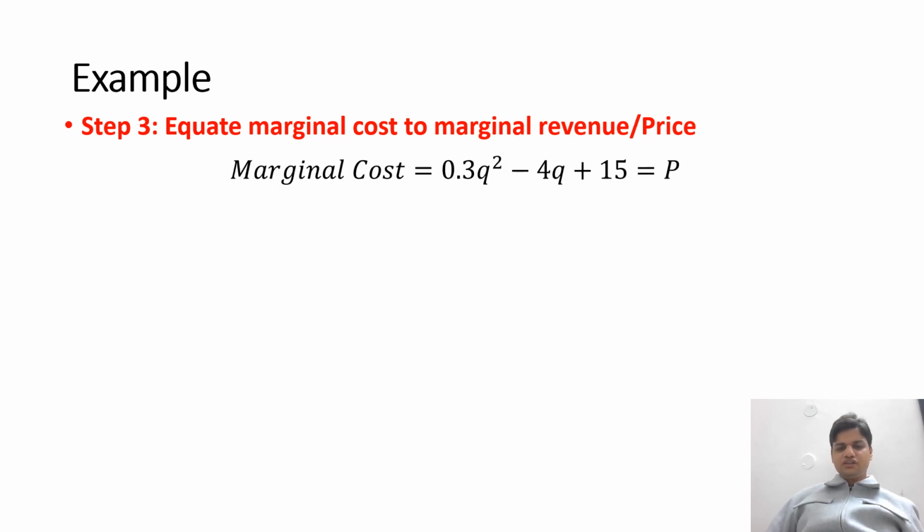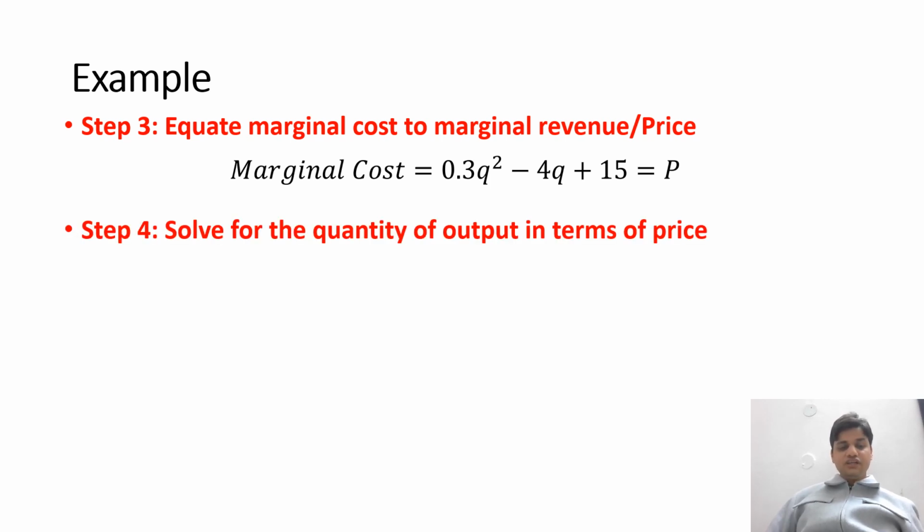Now next, step 3, equate marginal cost to marginal revenue or price. So marginal cost, 0.3 q square minus 4q plus 15, is equated with the price P, the price of the output. Then step 4, solve for the quantity of output in terms of price. Now we see it's a quadratic equation. P is assumed to be constant in a perfectly competitive market structure. So 15 minus P is something constant for us, and we have to solve for Q in terms of P.